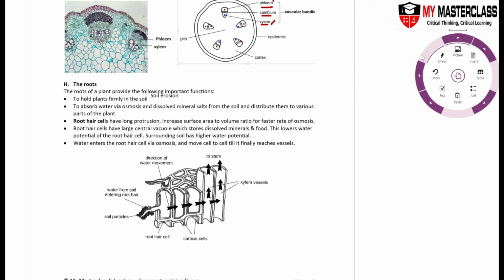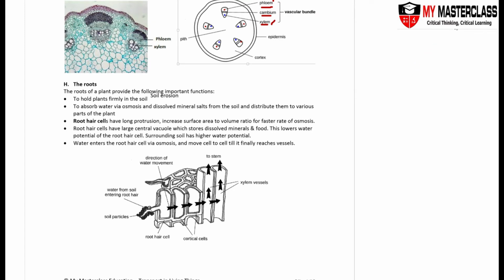If you recall your movement of substances, we talked about diffusion, osmosis, and active transport. Dissolved mineral salts enter into the root hair cells via active transport. This is a recap from your earlier chapter. So minerals enter via active transport, whereas water enters through osmosis. A recap is good when you do topics that are layered one after another.